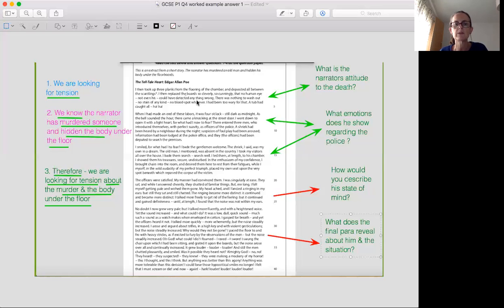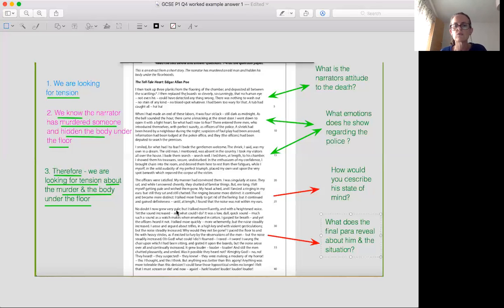So he moves from being very confident: "I took up the planks, I replaced the boards cleverly, I opened the door with a light heart, I smiled, for what did I have to fear?" And then he says the officers were satisfied and that his manner had convinced them, and he was singularly at ease. But then we get this ringing in his ears, and the ringing makes us as disturbed as he is. We feel his sense of unease.